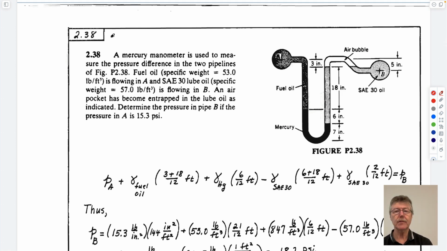Another one? Okay. Let me explain the thing in detail. These bulbs are pipes going into the page. This pipe has fuel oil in it that fills up the whole cavity down to here. And then there is mercury, which is located here. This pipe has SAE oil in it, SAE being Society of Automotive Engineers, which has a different density. Let's not worry about what those are. And it also has an air bubble in it. Air bubble, kind of interesting, right?